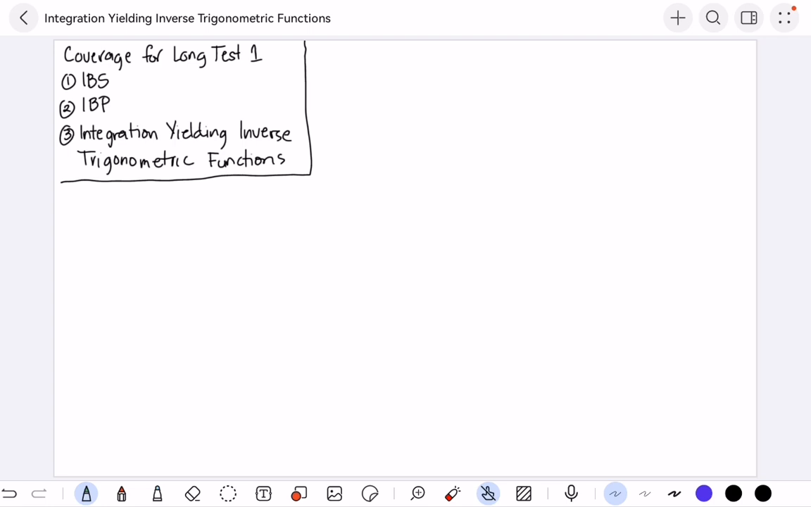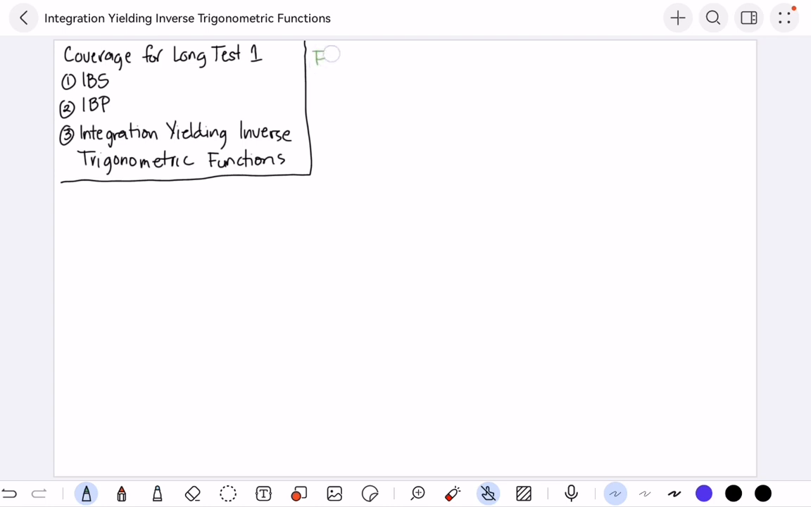The coverage for long test 1 are the following: IBS, integration by substitution, integration by parts, and integration yielding inverse trigonometric functions. I created this recorded discussion for those students who were absent last week during the discussion of topic number 3. For topic number 3, we only need to remember 3 formulas.